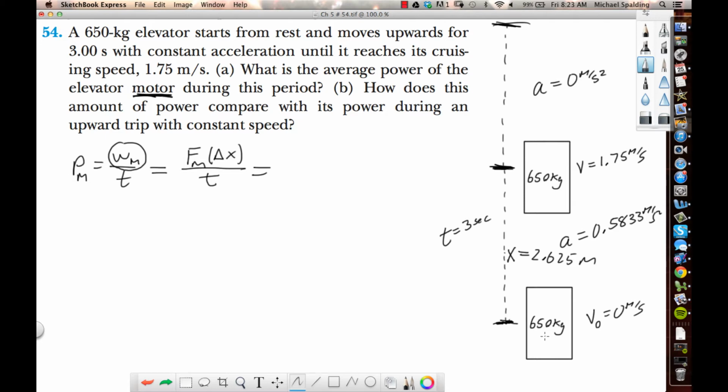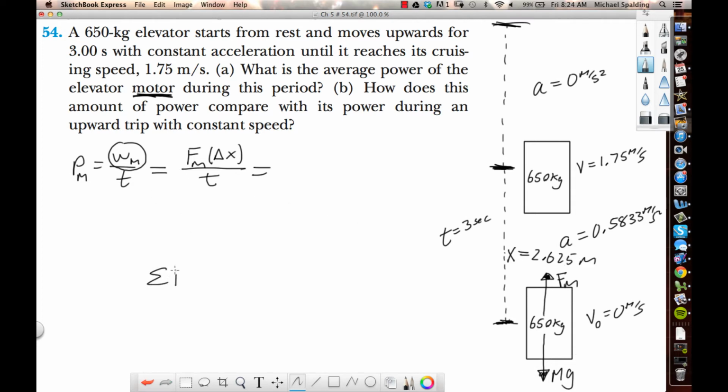So how do we get the force of the motor? Well, look at the elevator here. So what force is down? mg. What force is up? What's the upward force? Force of the motor. Hey, are those two forces equal to each other? Which one has to be bigger? Force of the motor. How do I know force of the motor is bigger? Because it's accelerating, right? The elevator's accelerating, so we have a net force.